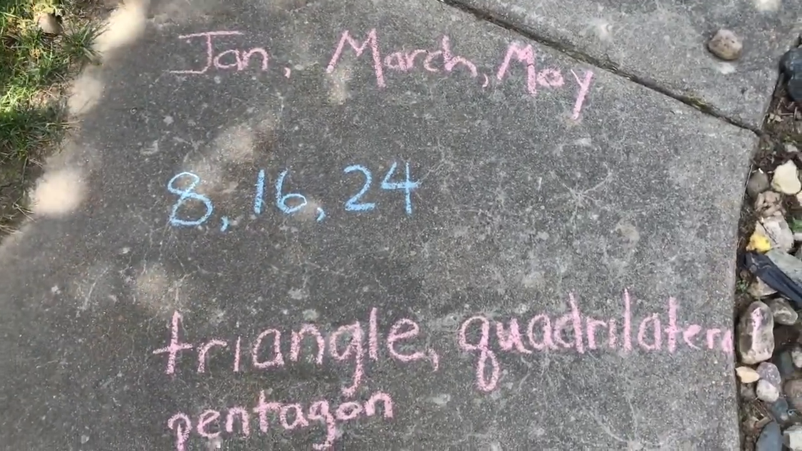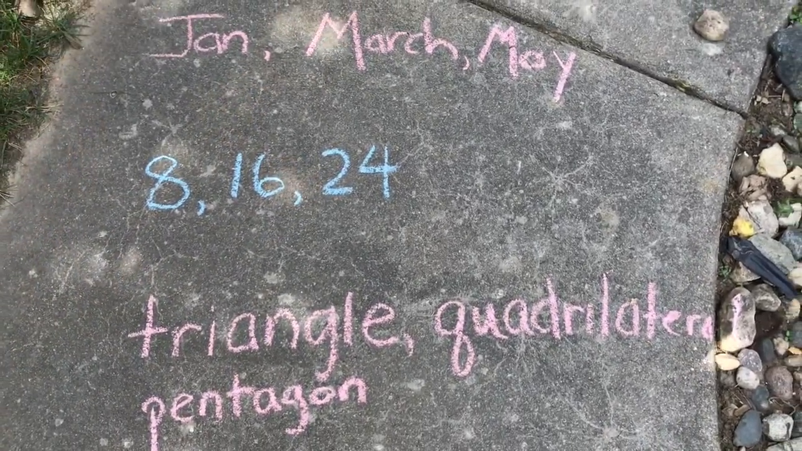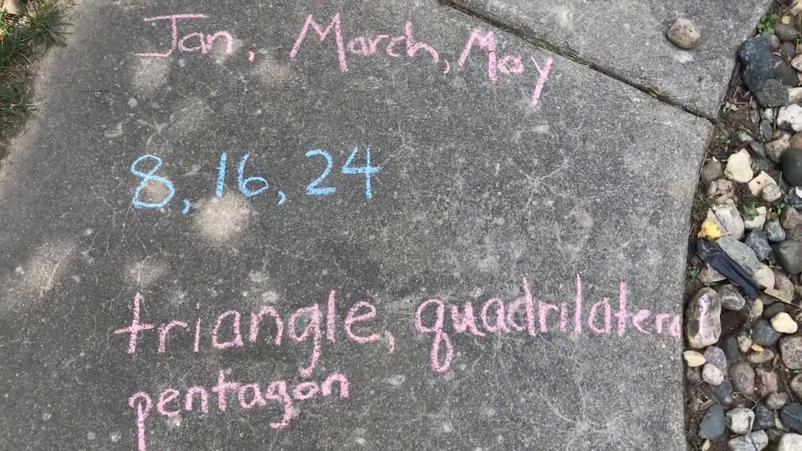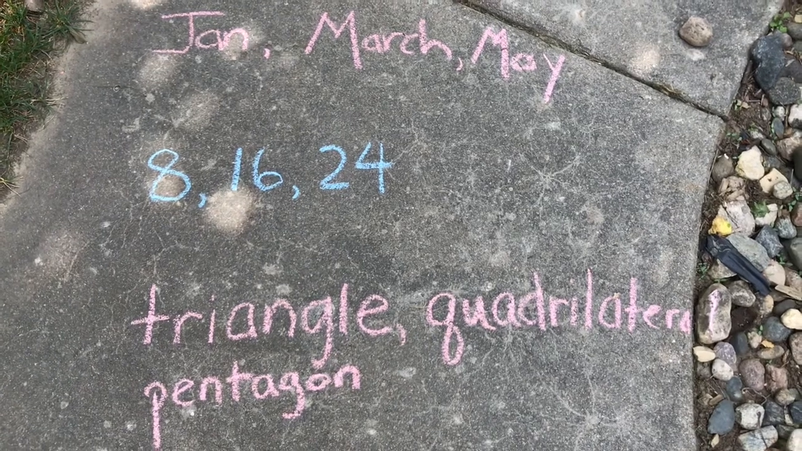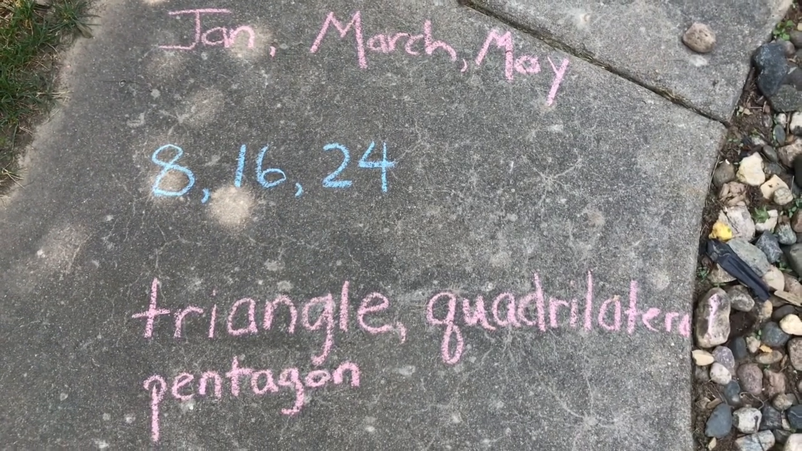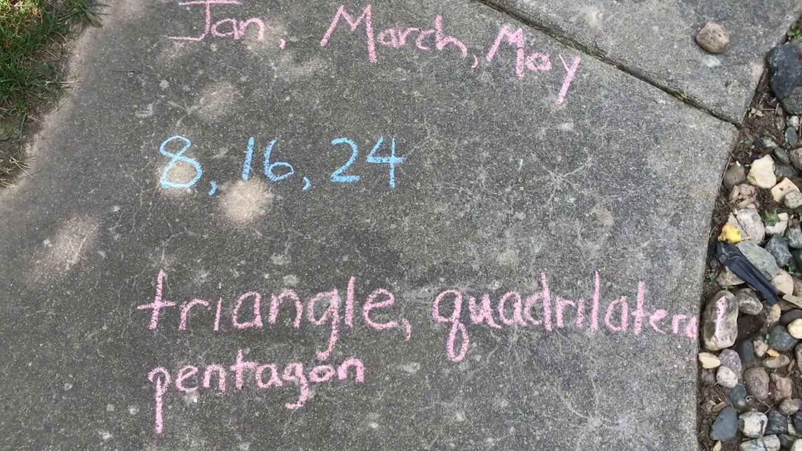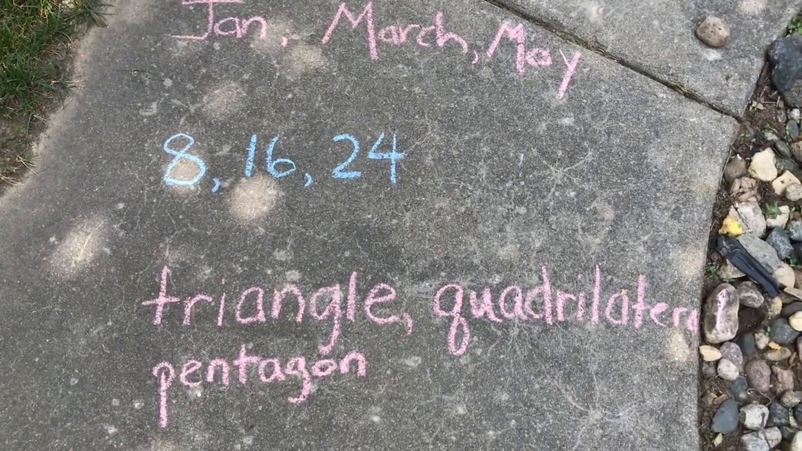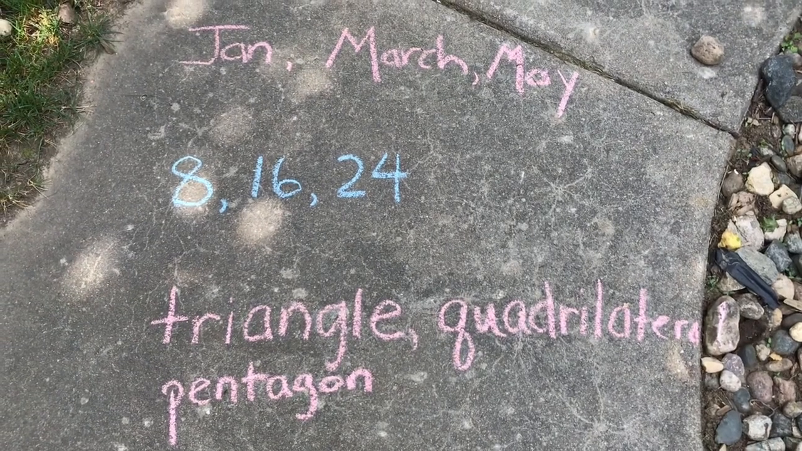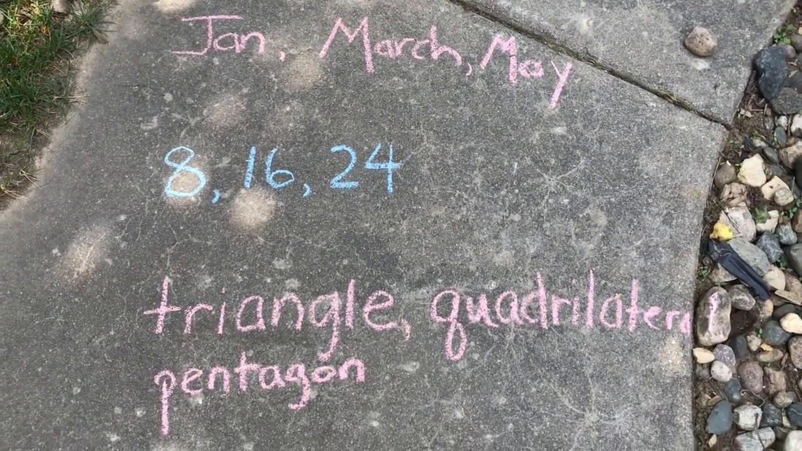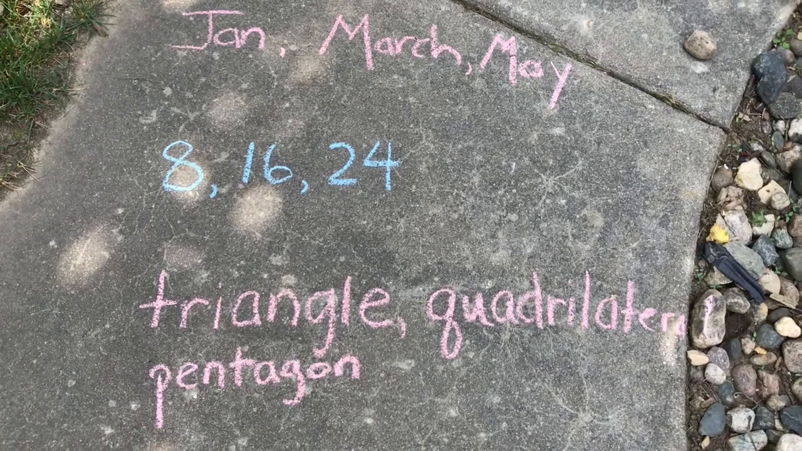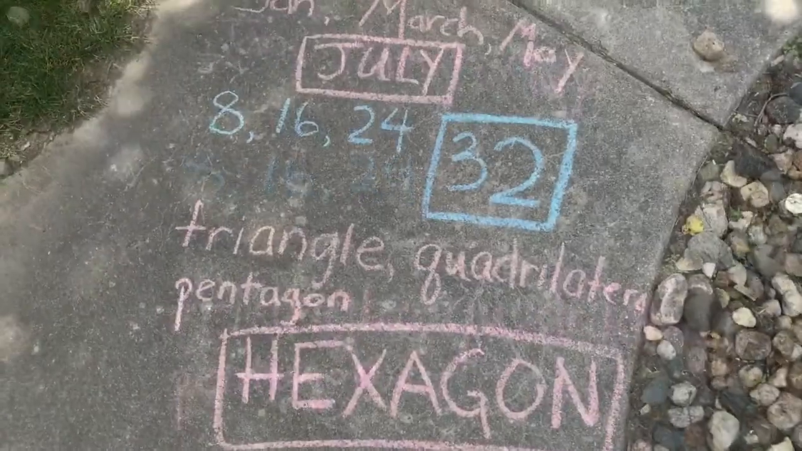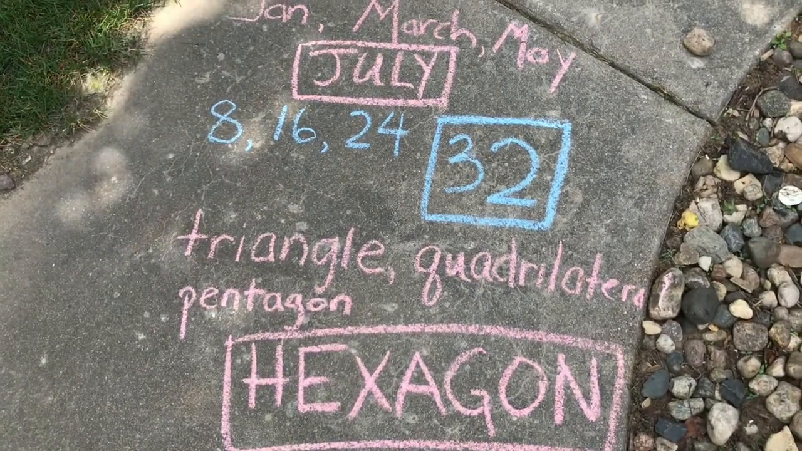Oh, I see some. Okay, so let's see if you can get these. We've got January, March, May. 8, 16, 24. Triangle, quadrilateral, pentagon. Can you figure out the pattern and what the next item would be in each pattern? How did you do?